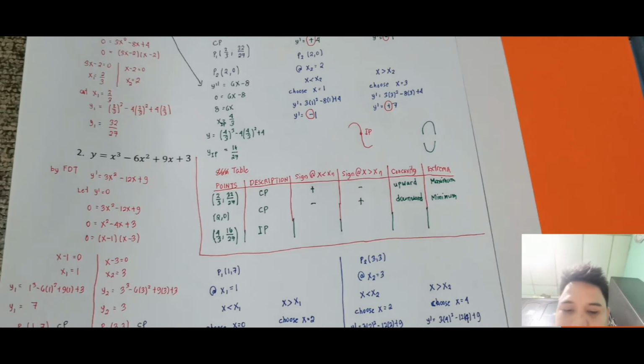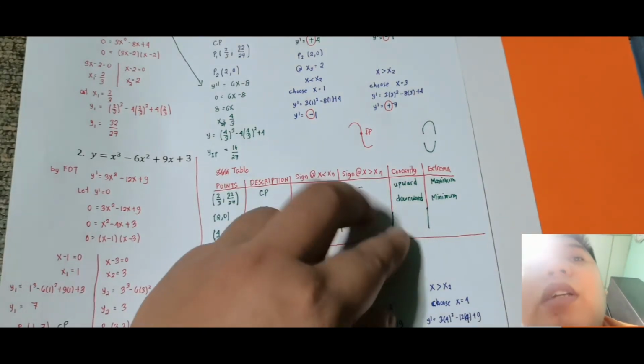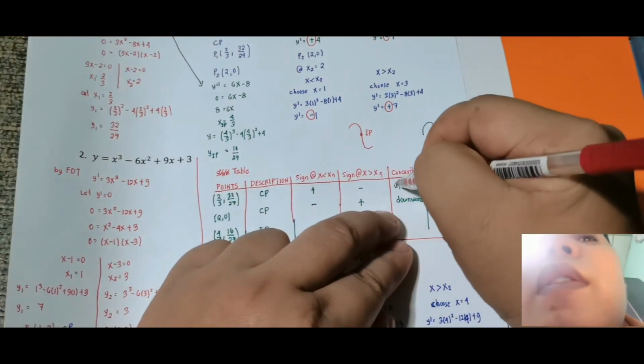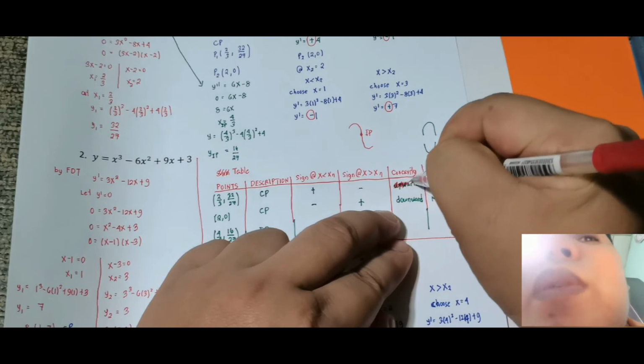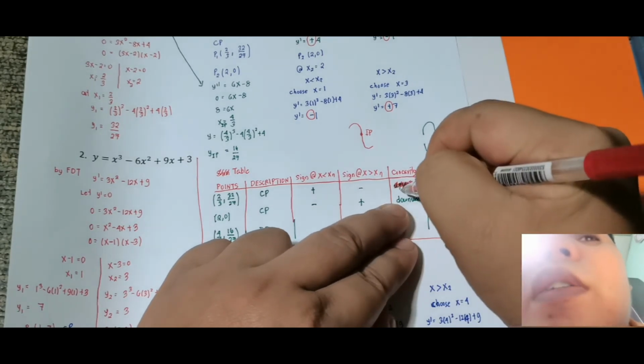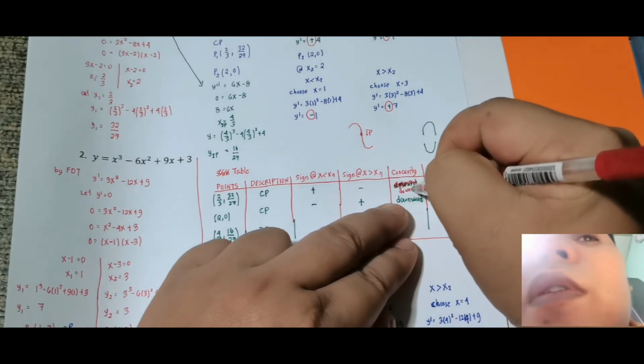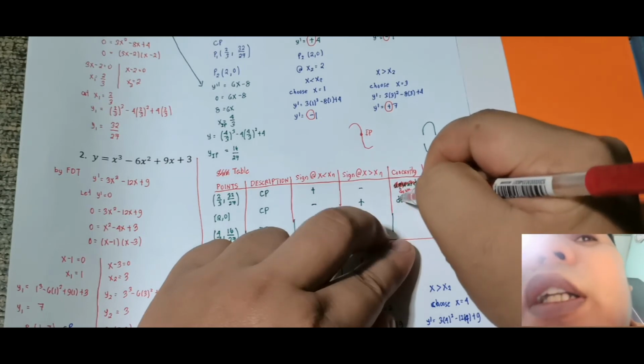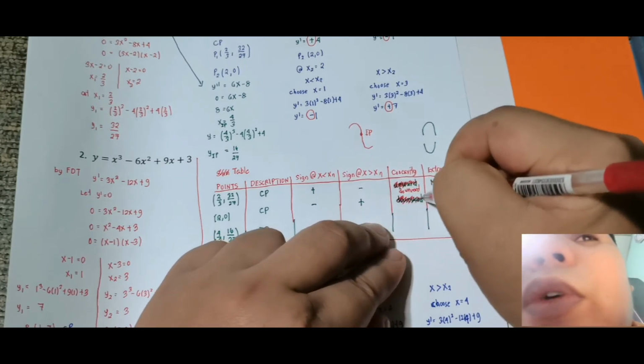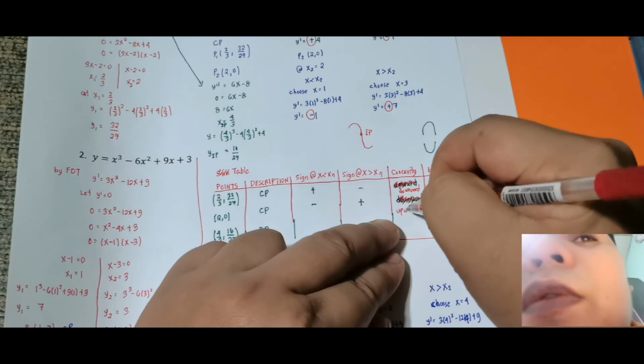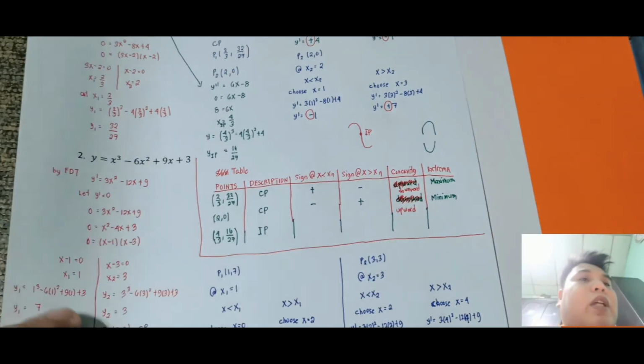So i-check ko lang din dito. Pag maximum siya ay downward, tama. So nagkabaliktad talaga ako totally. So burahin ko to. So pag maximum siya ay downward. Okay, then pag minimum siya ay upward. Okay, so sorry about that.